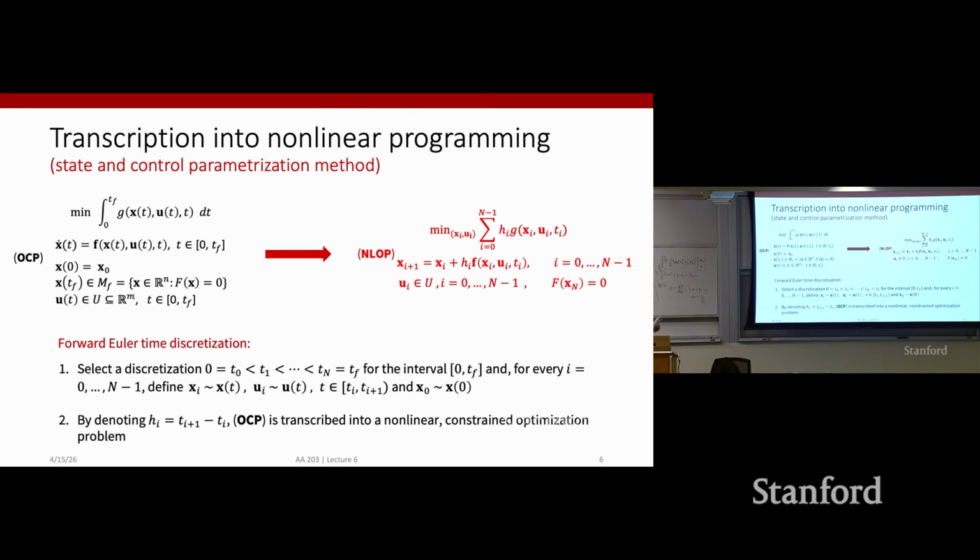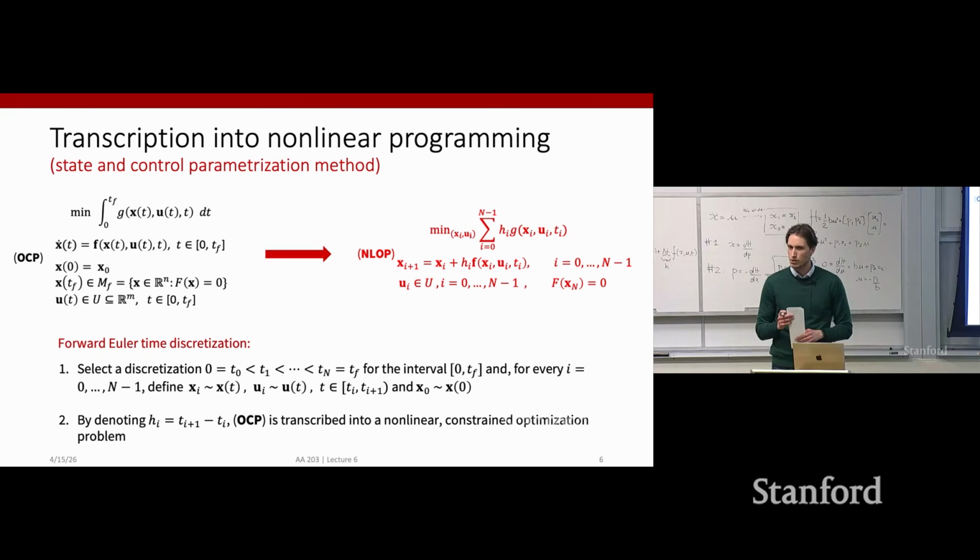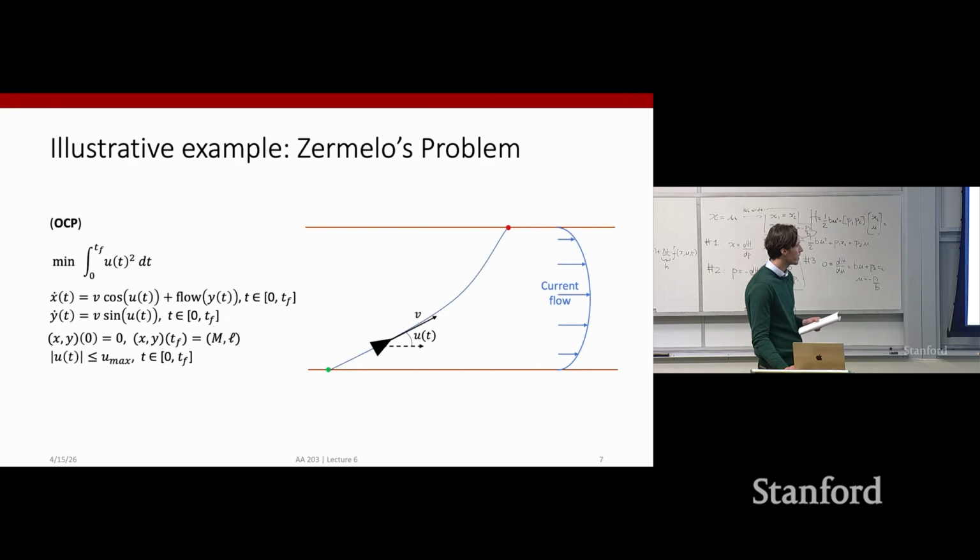But this is basically all that there is to it on the state and control parameterization method. Any questions on this? We'll see an example shortly on how this is implemented in practice. But any questions on, at a high level, what we're doing? Okay, so indeed, let's see this in practice.